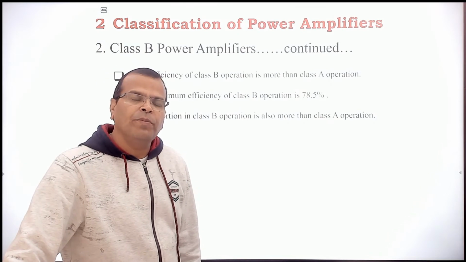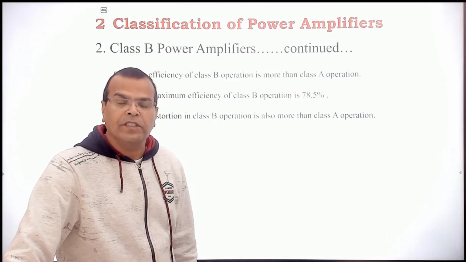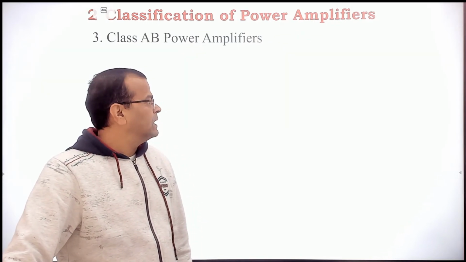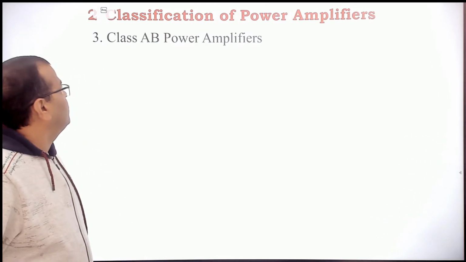In case of class A operation, your output is completely sinusoidal, but in case of class B operation, it is sinusoidal only for half cycle of the input signal. So these are the points related to class B operation.